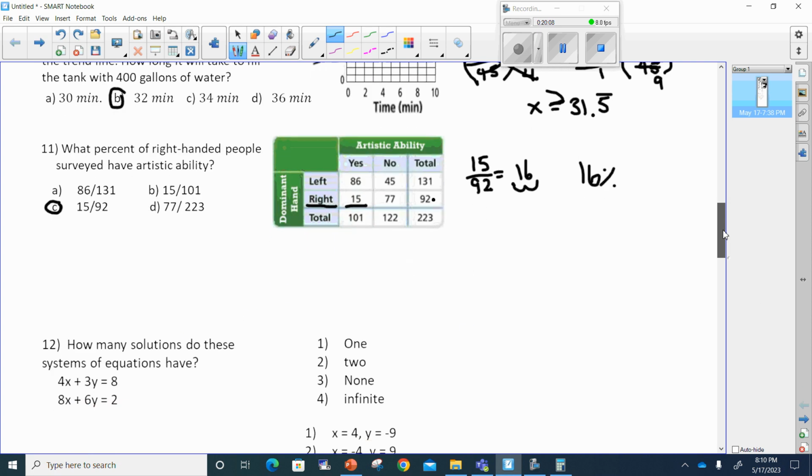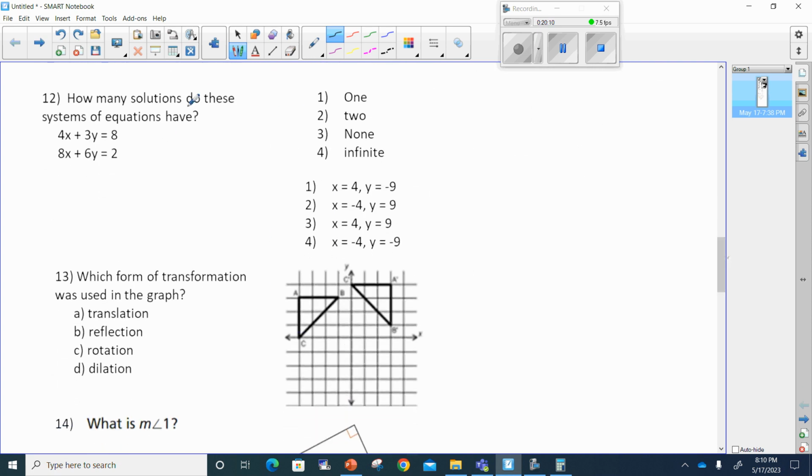Let's go ahead and move down to number 12. How many solutions do these systems of equations have? Remember, there's a number of ways to go ahead and find out which one of these are going to give it to you. First of all, you can see if any of them match to get rid of them, or if using subtraction, right? If any of these were the same, you could subtract it away. There's none of these y's and x's that are the same.